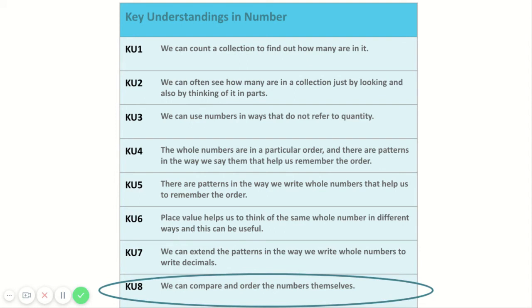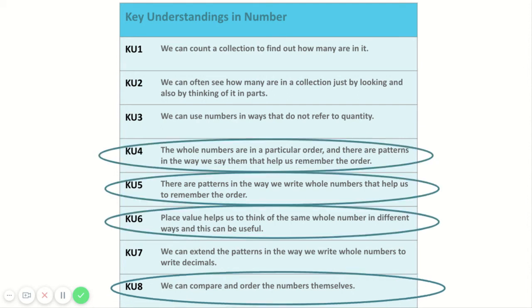Key understanding 8. We can compare and order the numbers themselves. There is clear evidence that Sarah needs work ordering numbers, but her errors indicate that there are underlying issues that are causing the confusion. Sarah needs work developing key understanding 8, but we are going to focus our next steps of instruction on a different key understanding at this time.